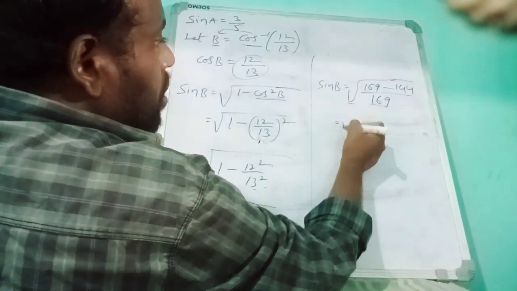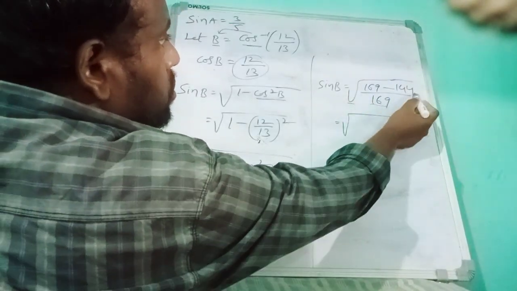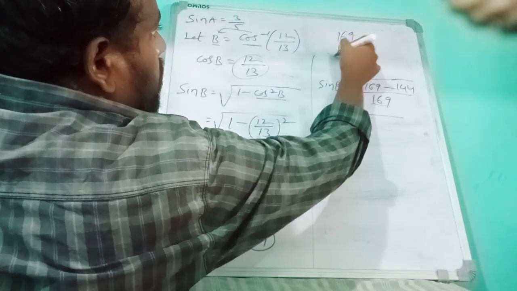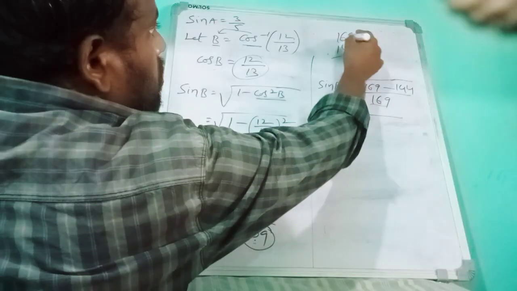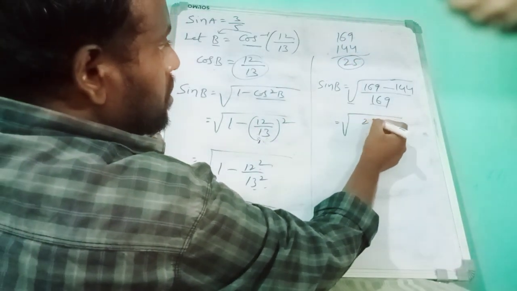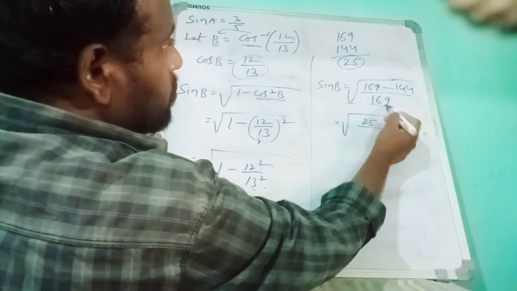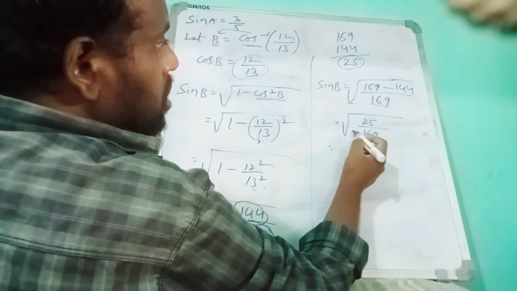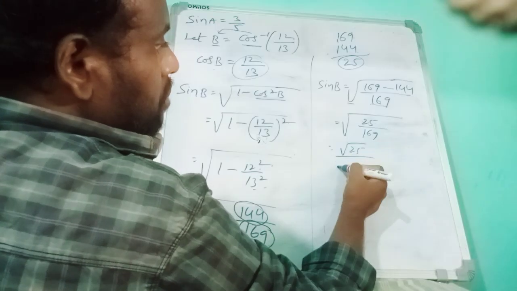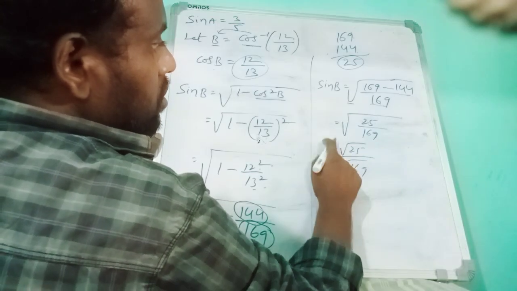Next step, square root of 169 minus 144. How much? 169 minus 144 is 25. So this 169 I write as it is. Split this square root for this and this separately, like this: square root of 25 by square root of 169.